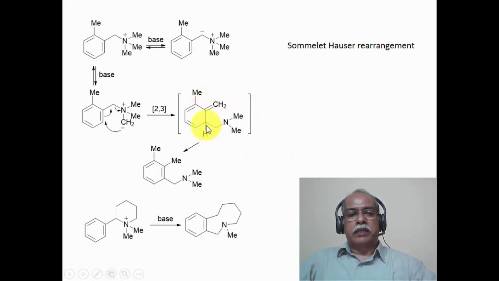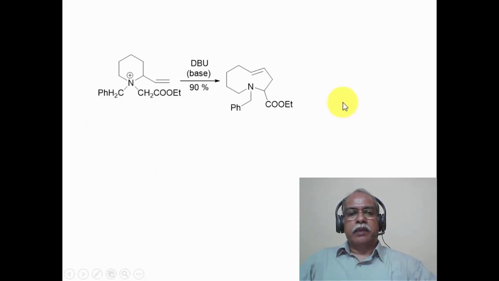This undergoes tautomerization under basic conditions to give the corresponding tertiary amine, which is shown here by a hydrogen migration reaction. The same reaction is used for synthesis of a medium-sized ring tertiary amine in this particular case. The base abstracts the hydrogen from the methyl proton, which generates the nitrogen ylide, followed by attack at the ortho position, resulting in a 2,3 sigmatropic rearrangement to produce this particular tertiary amine. This also constitutes an example of a Sommelet-Hauser kind of rearrangement reaction.